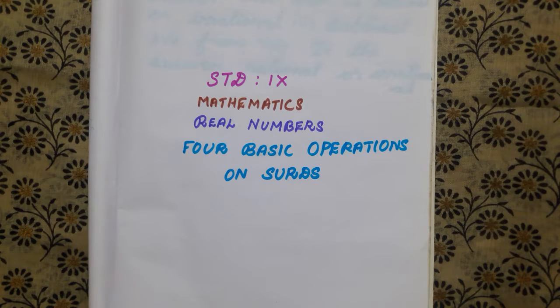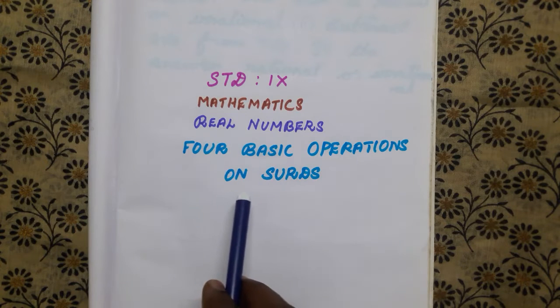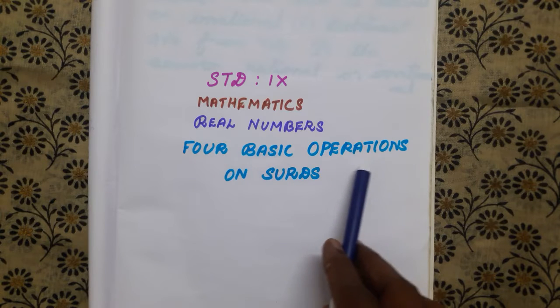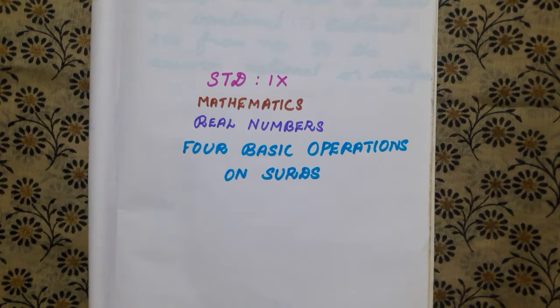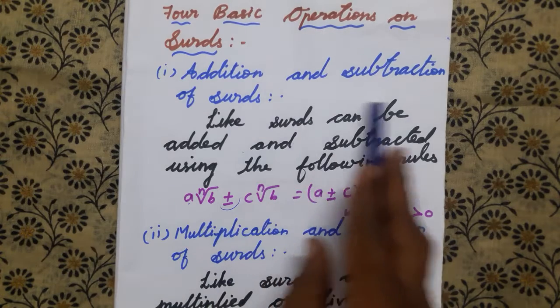In the previous class, you have learnt real numbers. Today also I am continuing the same chapter 2, real numbers. Today I am going to teach 4 basic operations on surds: addition and subtraction of surds.